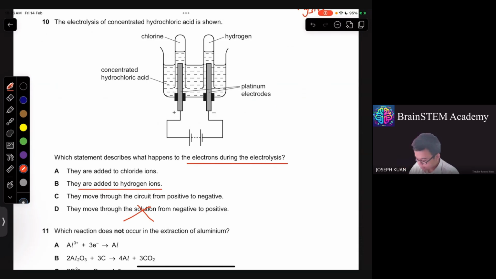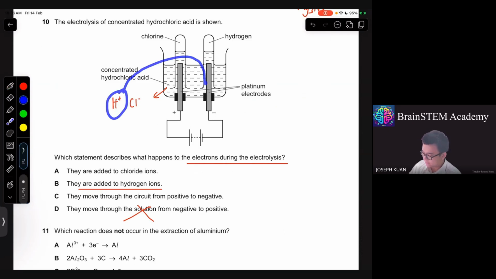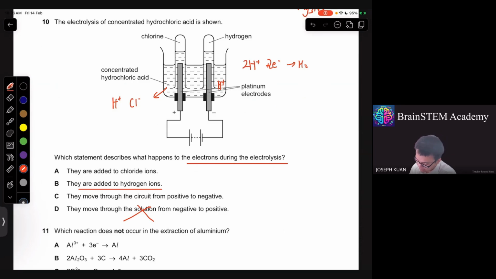The reason is because this solution contains hydrogen ions and also chloride ions. Hydrogen ions are positively charged. They get attracted to the negative cathode and undergo reduction at that location, where these hydrogen ions receive electrons to form hydrogen gas. So in that sense, the answer is B for boy.